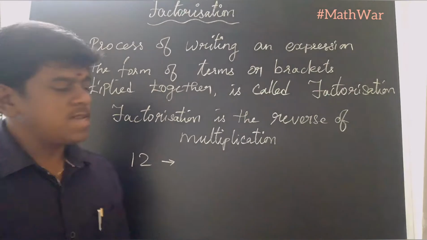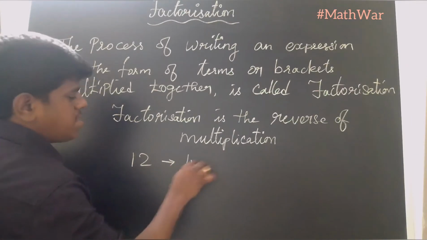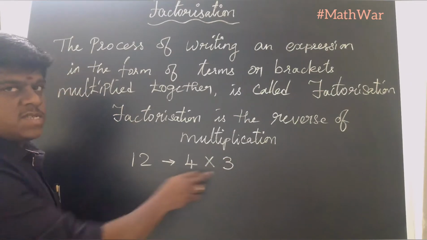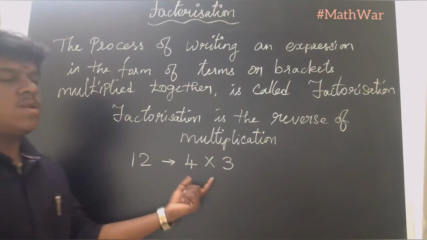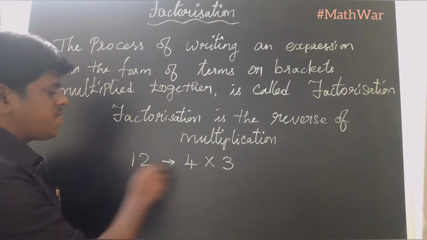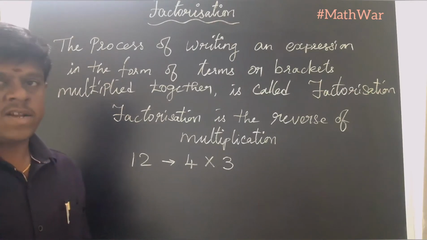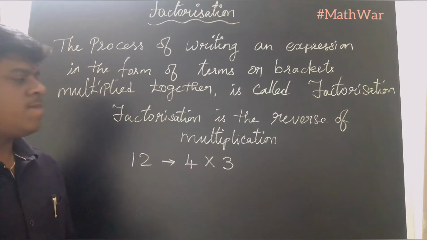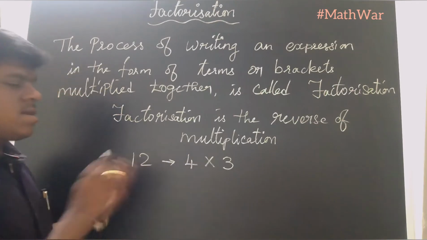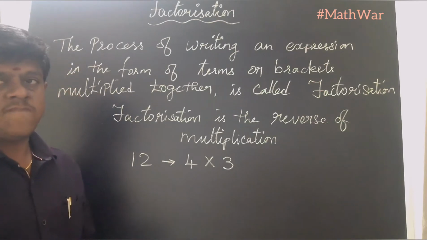We can take one example, 12. We can see this number 12 can be expressed as 4 into 3. This process only is said to be factorization. You can see here 4 is a factor of 12, and 3 also is a factor of 12. It is the reverse of multiplication. Multiplication means 4 into 3 is 12, but here it is the reverse process: 12 can be written as 4 into 3. So this concept is factorization.